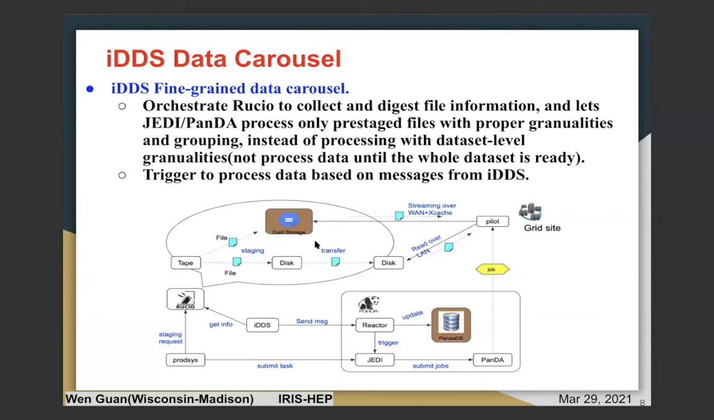In the iDDS data cursor part, iDDS works to trigger to process the data based on the message from iDDS. Here is the structure. This part is the file management, data management managed by rules. In iDDS work, iDDS at first gets the information and collects that information from the rules, and sends a message to Jedi and Panda to release jobs immediately when a file is staged.